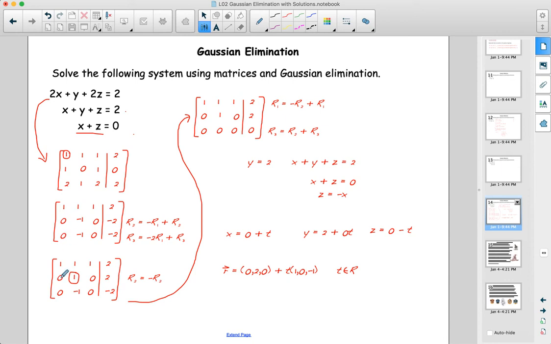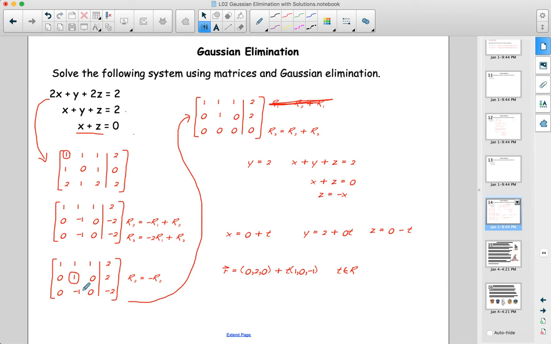0 times -1 is 0. -1 times -1 is +1. 0 times -1 is 0. And -2 times -1 is +2. And then we're going to use this as the pivot. What we're going to attempt now is to zero out this value right here. How will I do that? This I'm going to cross off. We don't need that to be written there.